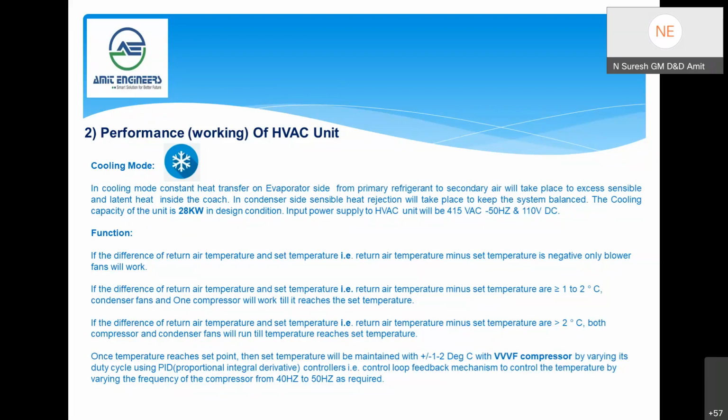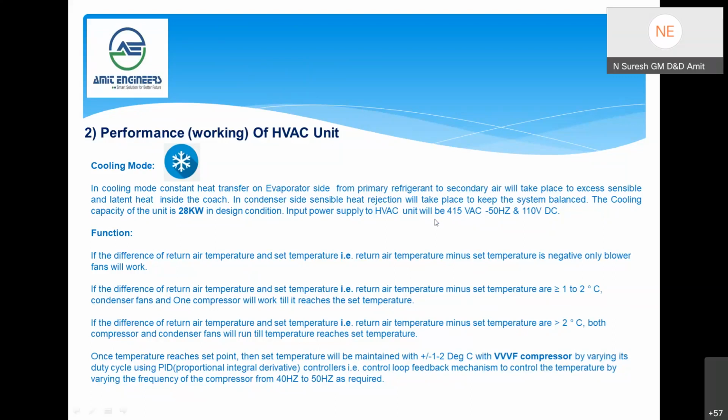Once the temperature reaches it, the set temperature will be maintained within plus or minus 1 to 2 degrees Celsius with the VVVF of the compressor by varying its duty cycle using the proportional integral derivative, that is PID, controls. The control loop feedback mechanism controls the temperature by varying the frequency of the compressor, as explained earlier, from 35 to 50 hertz as required.